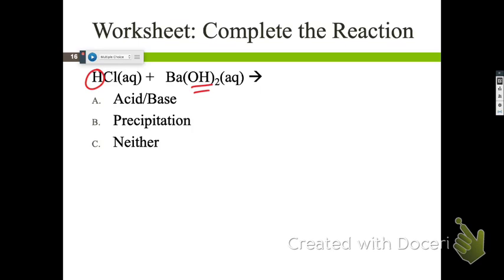So what are our products going to be for this reaction? We know an acid base gives us water. And then we have our cation and anion left over. Is that right? Barium is a 2+ charge. We can see that from the left side. And then are we done?